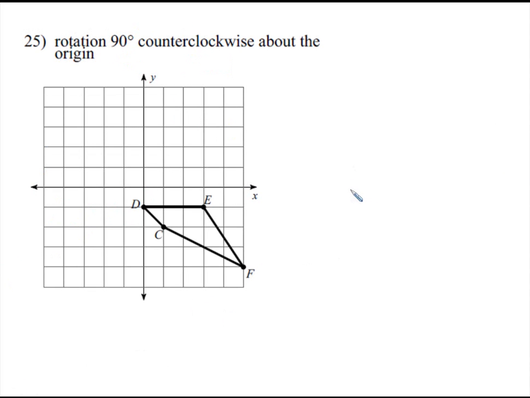So number 25 here, they want us to do a rotation. So you kind of have to remember the rules for rotation. They want us to rotate it 90 degrees. If we're going to rotate it 90 degrees, that means we need to switch the x and the y, and then we need to make the y opposite.